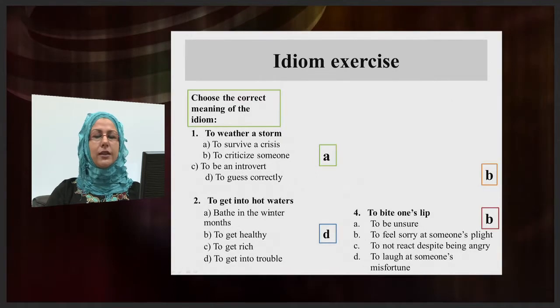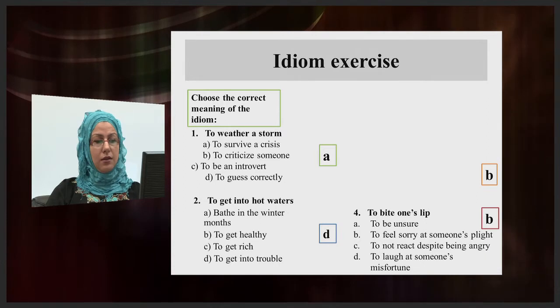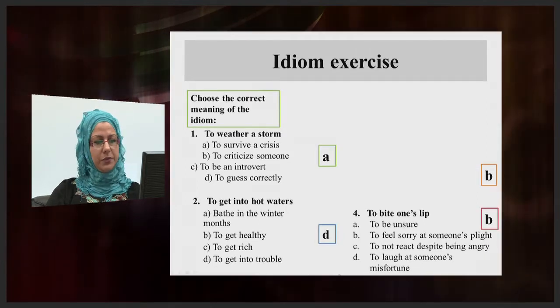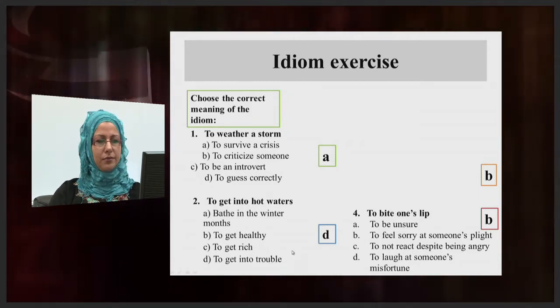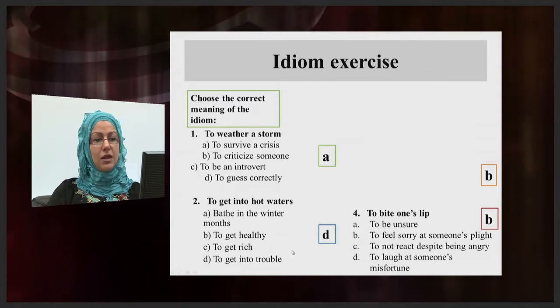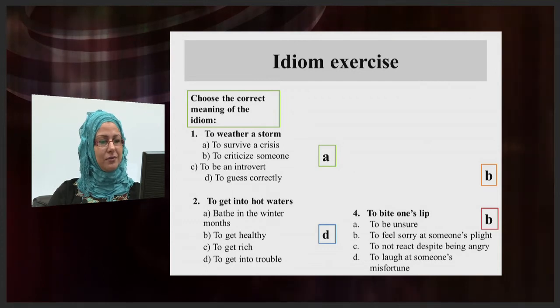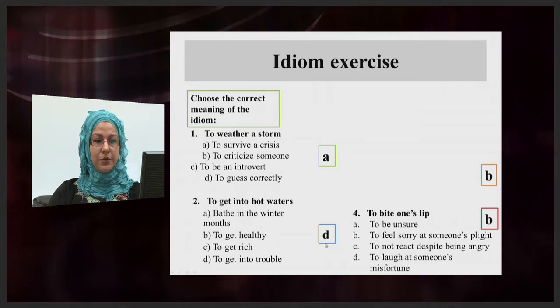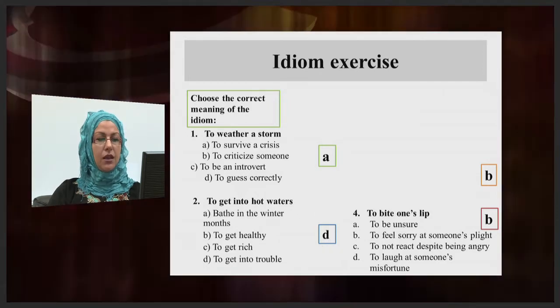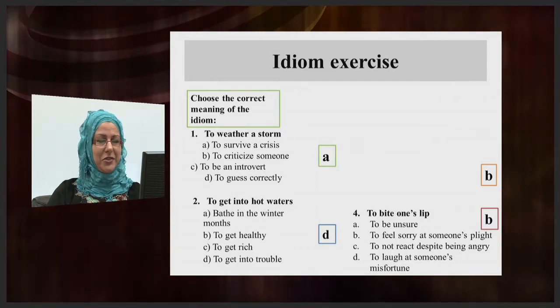Number 2, to get into hot waters. Does it mean bathe in the winter months? Or to get healthy, to get rich, or to get into trouble? Remember the example. These people got into hot waters when they revealed the secret. The context shows that the answer is D. They got into trouble when they revealed the secret. They shouldn't have done this.